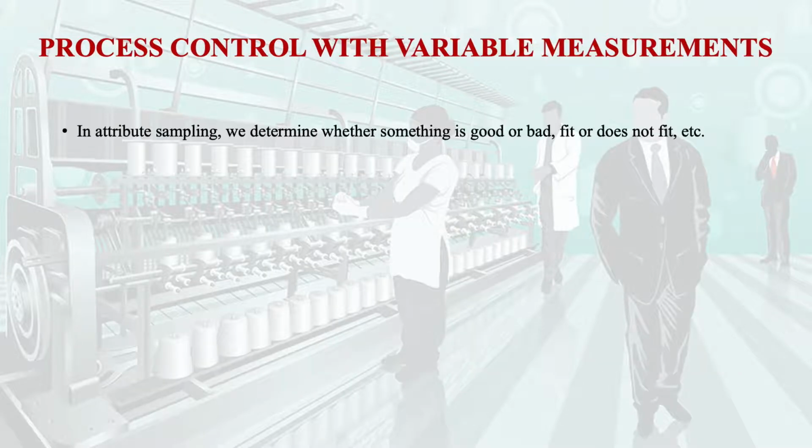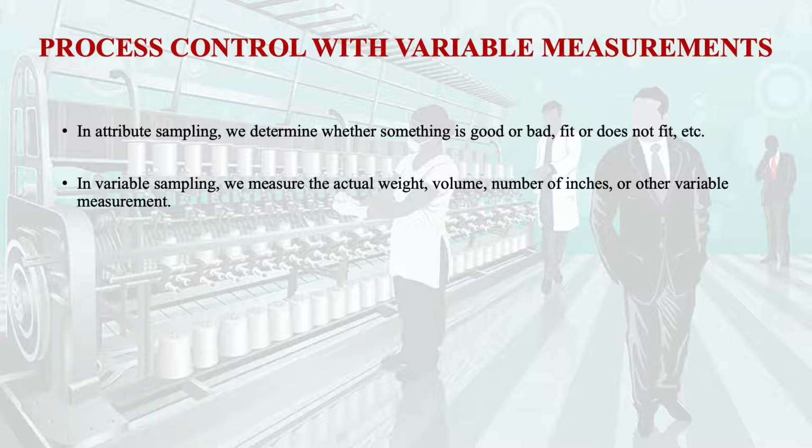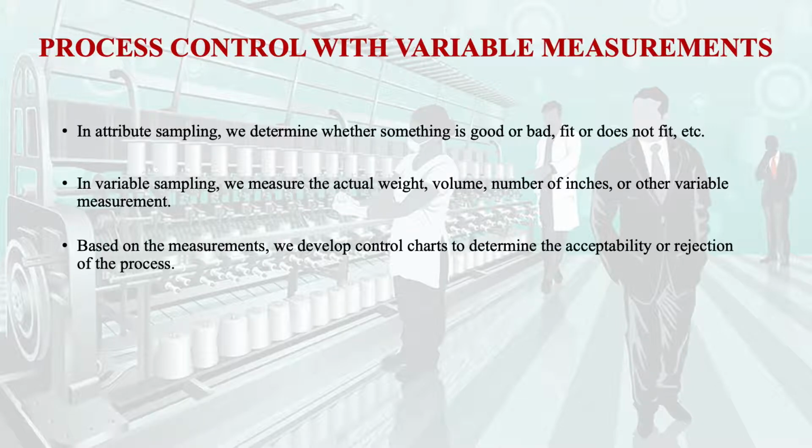In attribute sampling, we determine whether something is good or bad, fit or does not fit. In case of variable sampling, we measure the actual weight, volume, number of inches or other variable measurement. Based on the measurement, we develop a control chart to determine the acceptability or rejection of the process.